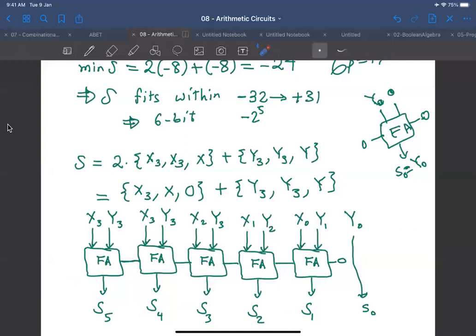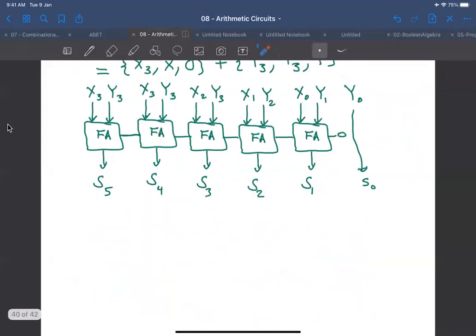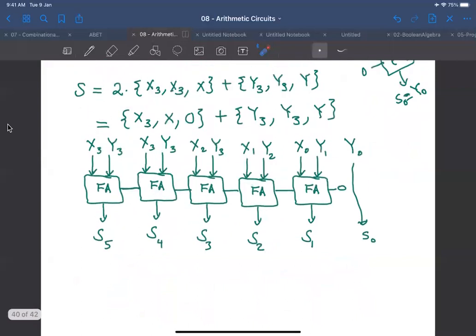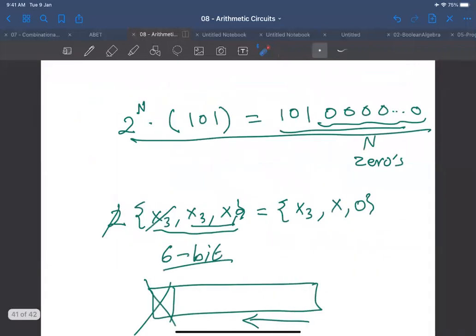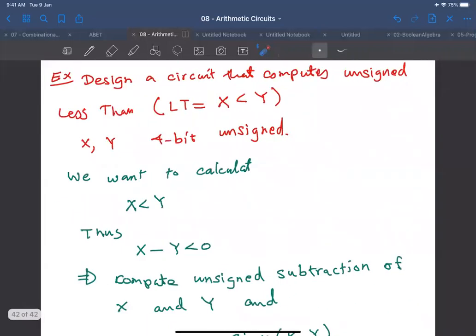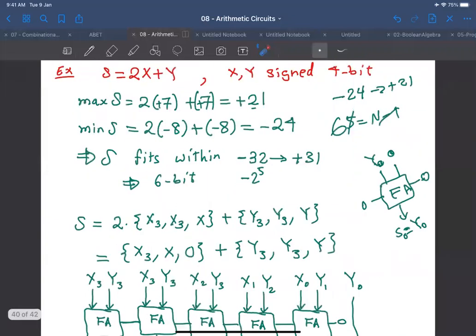All right. Any question here? Well, let me stop recording. We will continue next time to discuss the unsigned less than operation, which we'll implement using subtraction. But for now, let's stop here and pick up from the next lecture.